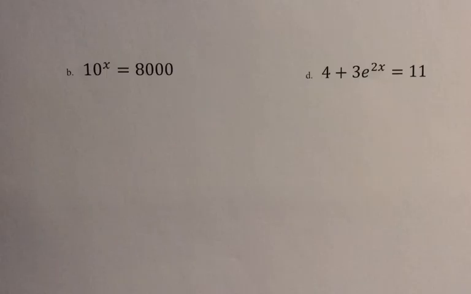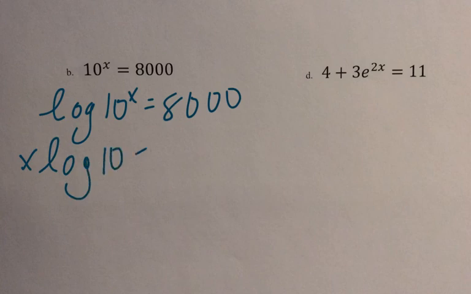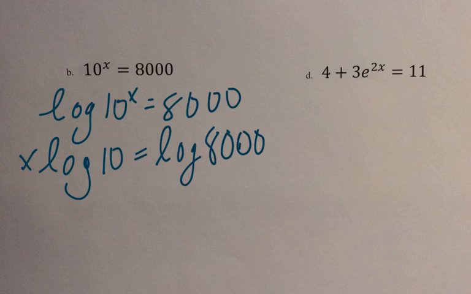Okay, so we're going to do 2 more problems. We're going to do letter B right here. Again, I can't easily put 8,000 in terms of 10 to a power, so therefore I'm going to take the log of both sides. Log of 10 to the x equals 8,000. The power rule kicks that x to the front. And we'll see here that we end up getting x log of 10 equals log of 8,000.